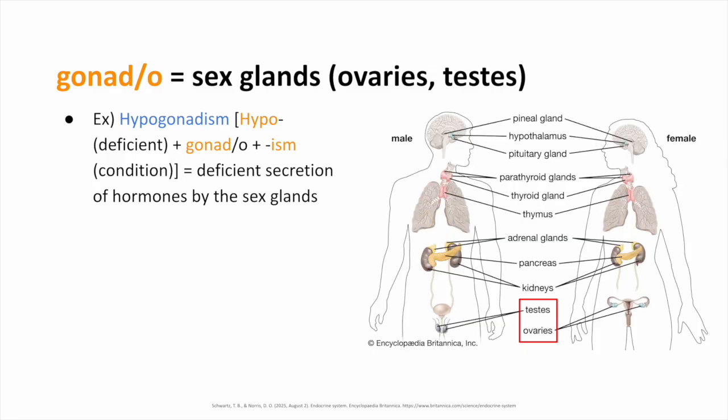Gonad-o is a combining form that means sex glands, which includes ovaries and testes, as in the diagram to the right. Ovaries produce estrogen, which is an important woman's sex hormone. Testes produce or secrete testosterone, which is an important male development hormone. One example of gonad-o is hypogonadism. Hypo, a prefix that means deficient or below, plus gonad-o, plus ism, a suffix that means condition. So hypogonadism is deficient secretion of hormones by the sex glands.